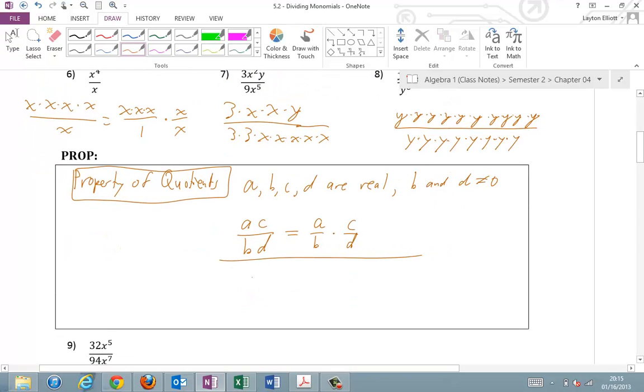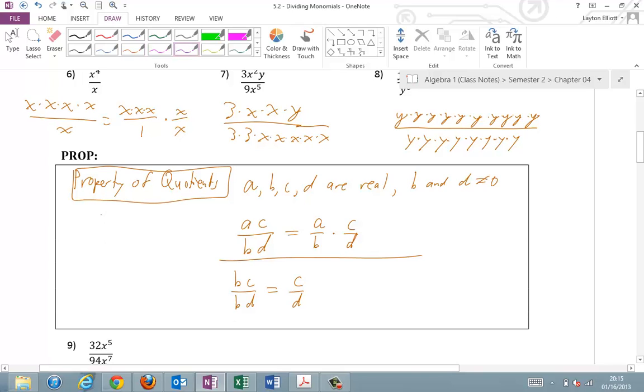Another thing we want to point out is that if I have BC over BD, that's the same thing as C over D, provided, of course, that B is not equal to 0. You can never divide by 0. But that's the essence of what this is. I can cancel the B's not because they're the same, but because I'm dividing the same number by itself.